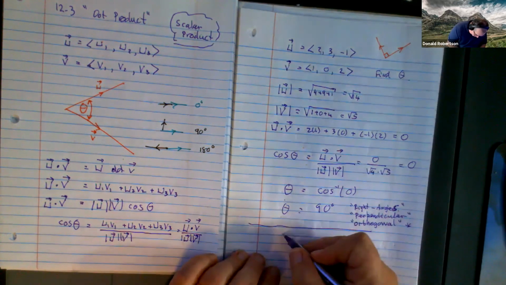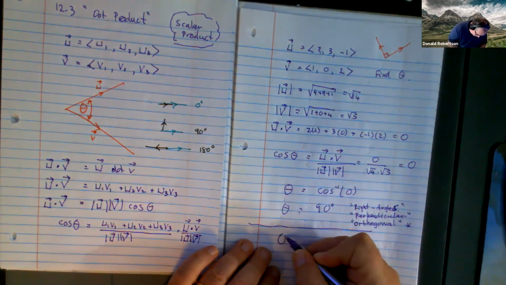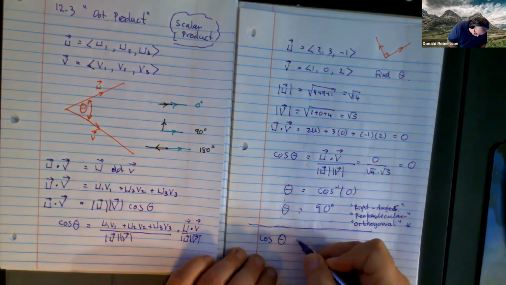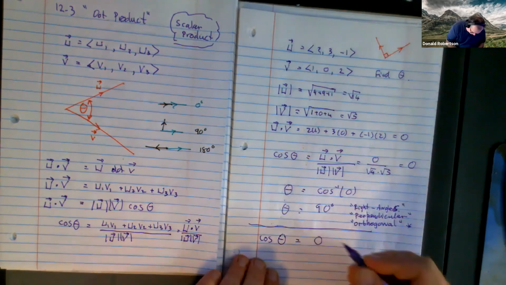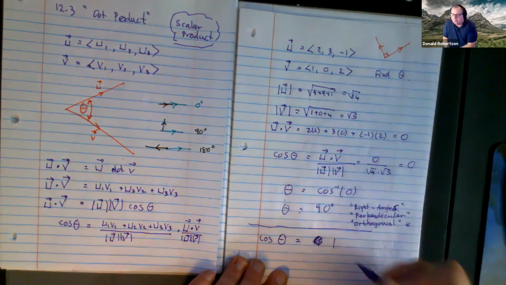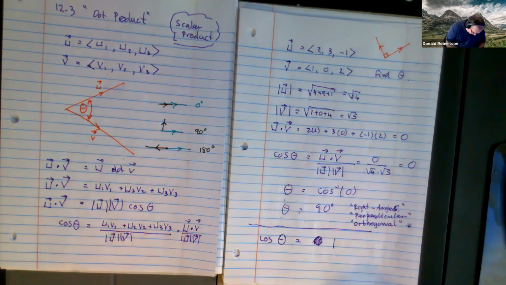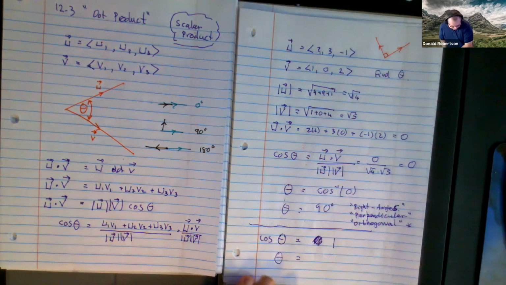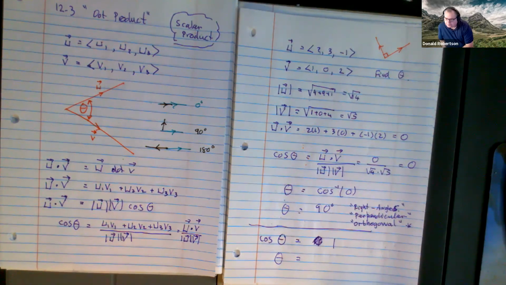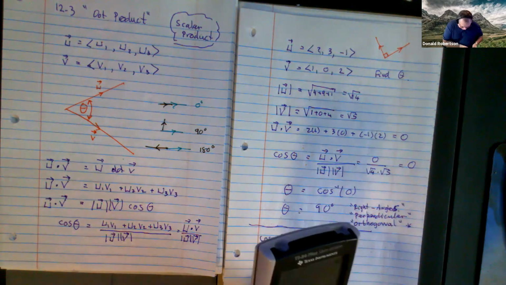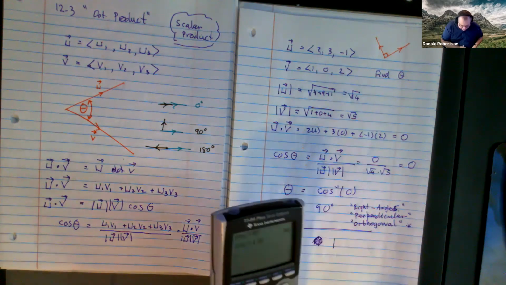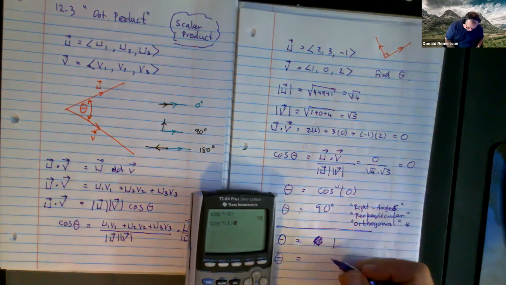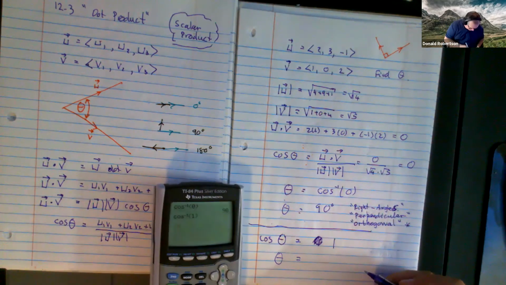Now, what would happen if I got the cosine of theta was 1? What would the angle be? I mean, I could do it in my calculator. Inverse cosine of 1. I'm about to hit it. Anybody want to tell us?